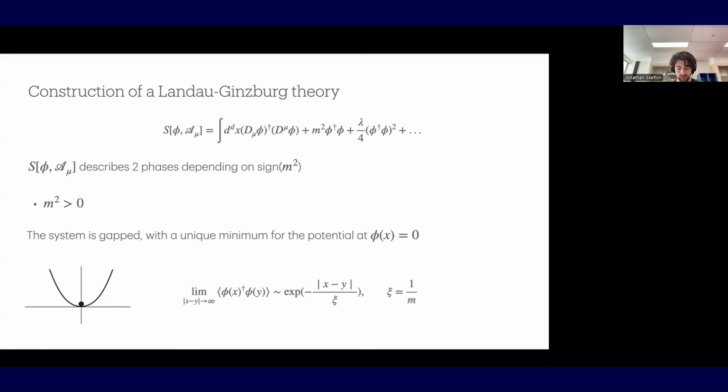And it depends on the sign of m squared, right? Because if you have m squared positive, you have just this. Can I have a pointer with this? I cannot see my mouse.